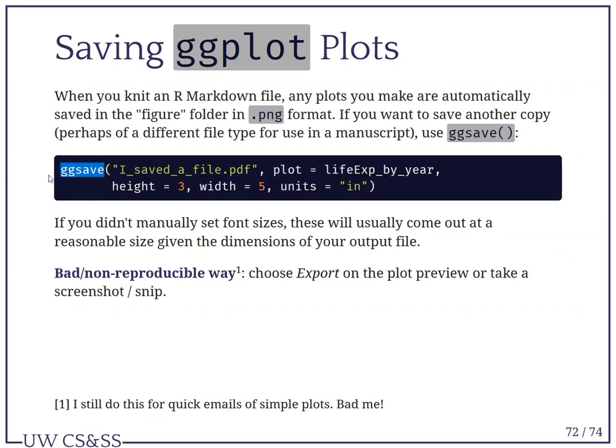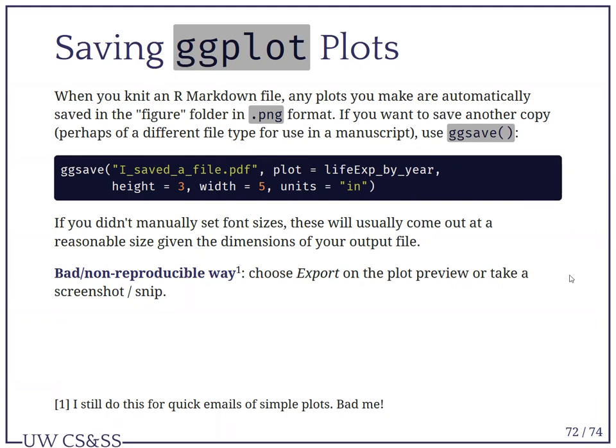So in order to ggsave, you would use the ggsave function. You would specify where you want the file path and what you want to name it, as well as how you want it to be saved. It defaults to PNG, but you can save it as a JPEG or a bitmap, what have you. You say what plot you want saved. So this is an object that you created earlier. And you can specify things like the height and width and the units, the DPI for nerds among us, that kind of thing. If you didn't manually set font sizes, these will usually come out at a reasonable size. It will guess what you want based on the dimensions of the graph that you hand to it.